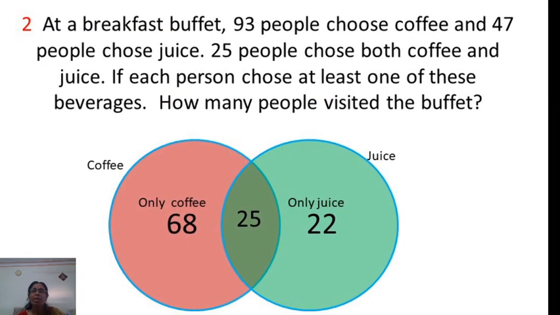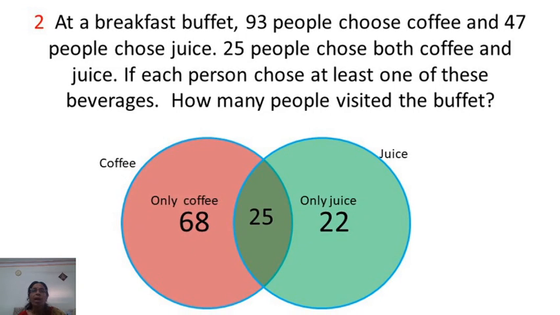The second example is at a breakfast buffet. At a breakfast buffet, 93 people choose coffee and 47 people choose juice. 25 people choose both coffee and juice. If each person chooses at least one of these beverages, how many people visited the buffet? So here, in this figure, the total is the people who visited the buffet. In this remaining part there is no person, so all the persons are coming in our figure.